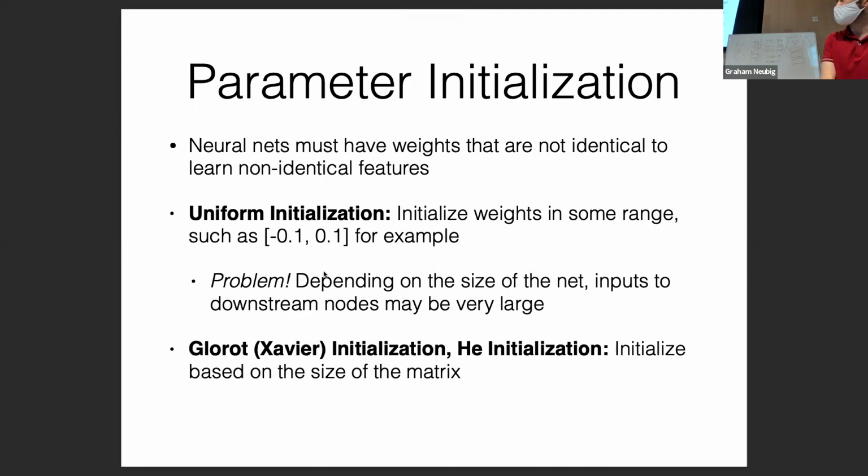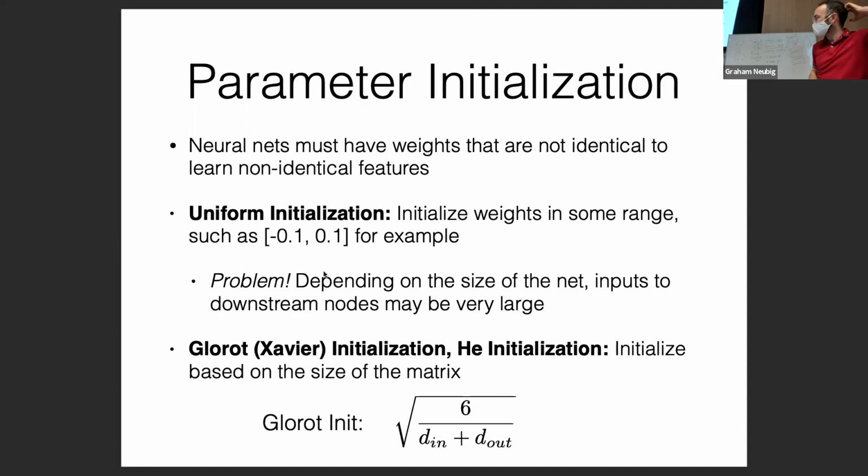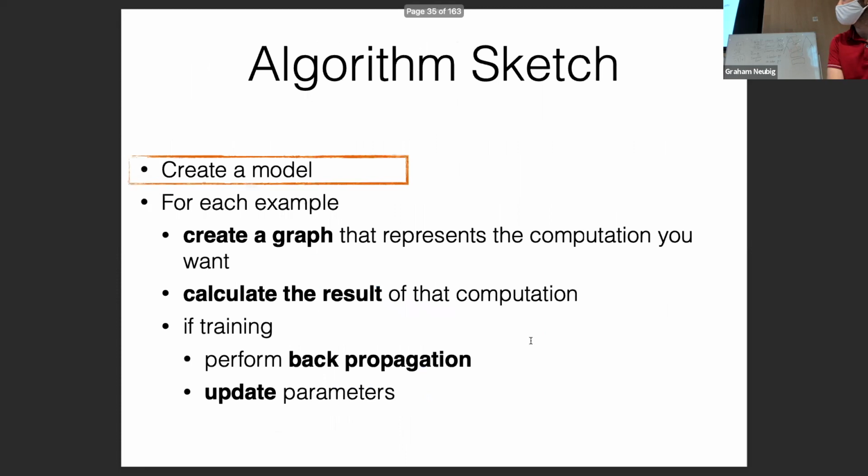So there are initialization methods like Glorot or Xavier initialization, which initialize based on the size of the matrix. This is the example of Glorot initialization, where we have 6 divided by the input dimension plus the output dimension, and you take the square root of this. The motivation is that this allows you to control the variance of the output to be relatively constant under some assumptions. So that's the version that this code used up here.